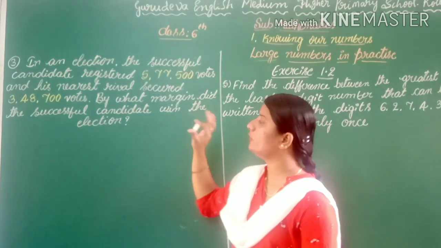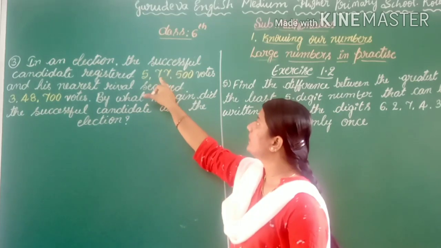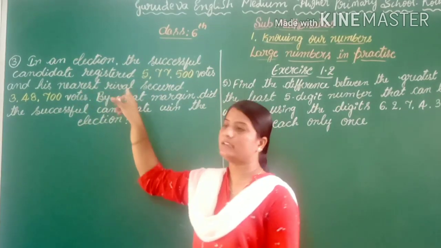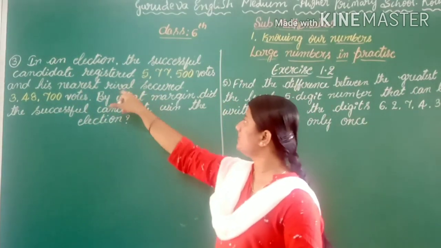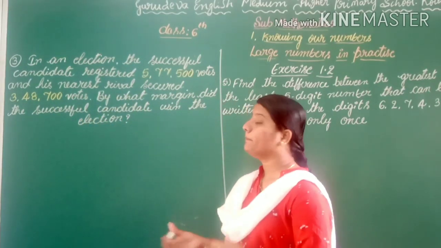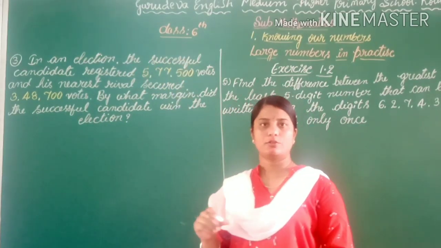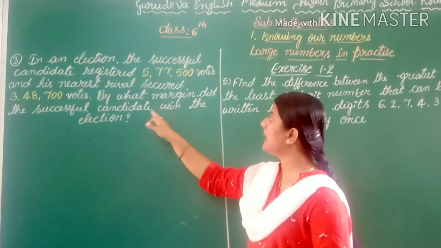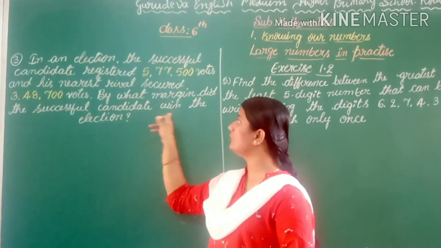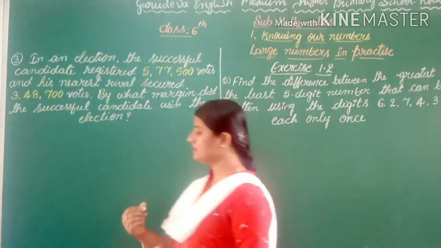Here, the successful candidate secured 5,77,500 votes, and his nearest rival, meaning the opposite party, secured 3,48,700 votes. We have to find by how many votes he won the election. By what margin did the successful candidate win means we have to do subtraction. Okay, let's write the solution.